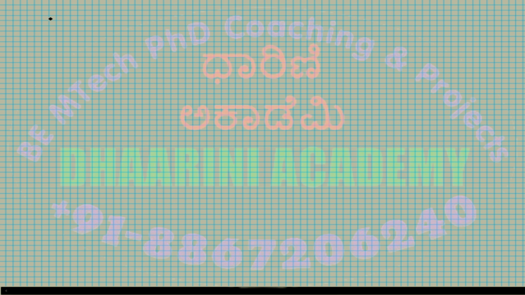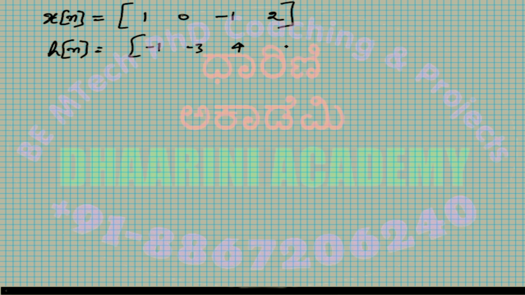Okay, right. So let us take a signal. Let x of n is equal to 1, 0, minus 1, 2. Okay, and let's say the h of n is equal to minus 1, minus 3, 4, minus 2, and 1.